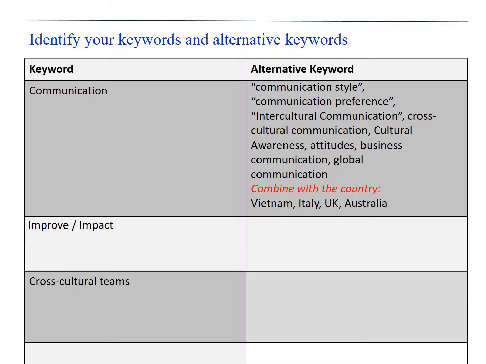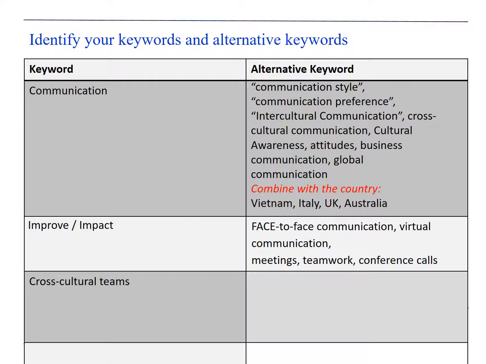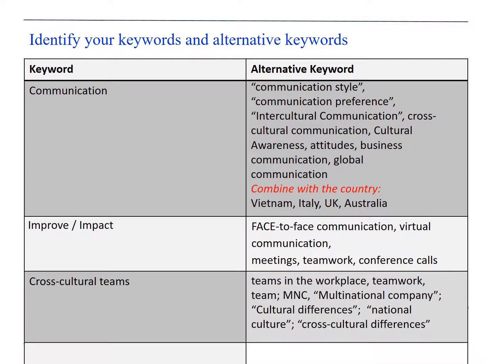When we're looking at how to improve or impact on this, additional keywords could be face-to-face communication, virtual communication, meetings, teamwork, and conference calls. Whereas cross-cultural teams can also be known as teams in the workplace, teamwork, multinational companies, cross-cultural differences, national culture, etc. Once you have identified the keywords and alternative keywords, you can then start looking in the databases to find the journal articles that you need to support the points you want to make for your report.